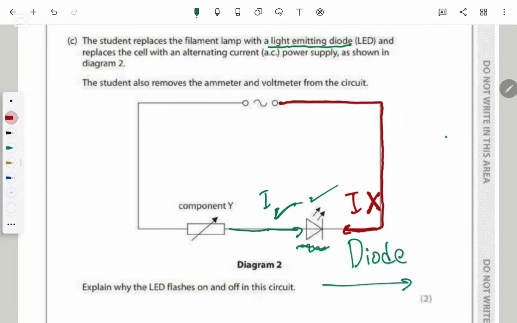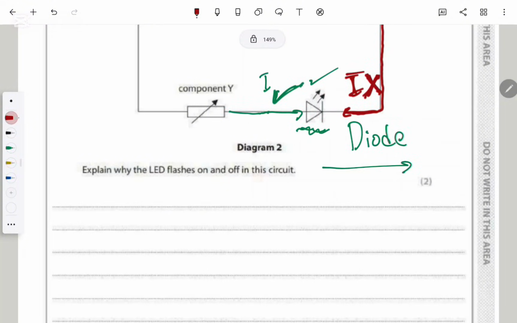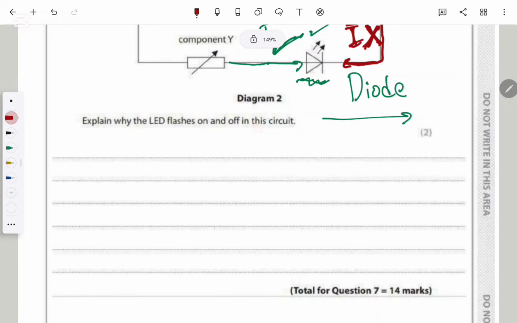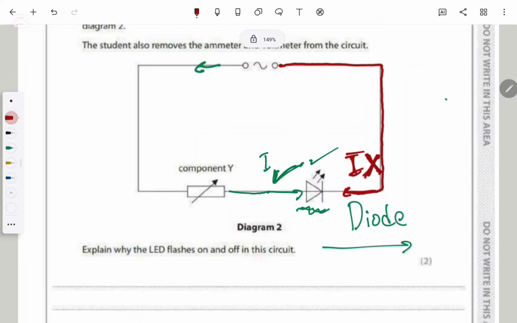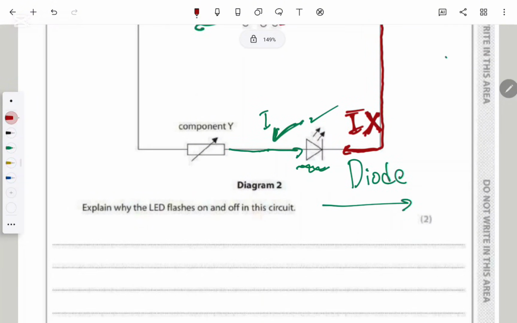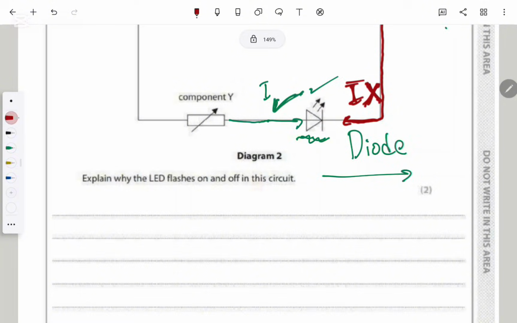All right, and that's literally what keeps happening. When the current comes from this way, it enters and the light flashes. When the current comes from the opposite way, it doesn't enter, therefore the light doesn't flash and it stops right here. And that's how it operates in this case. So in order for you to explain why the diode flashes on and off, you just need to explain that alternating current is a current that moves forward and backwards because it keeps changing direction. And the light emitting diode is a device that only allows current to move from one direction. In this case, we're referring to the direction as forward. And that would give you the answer to this question.